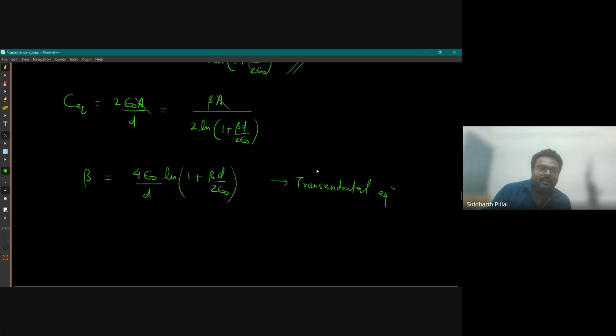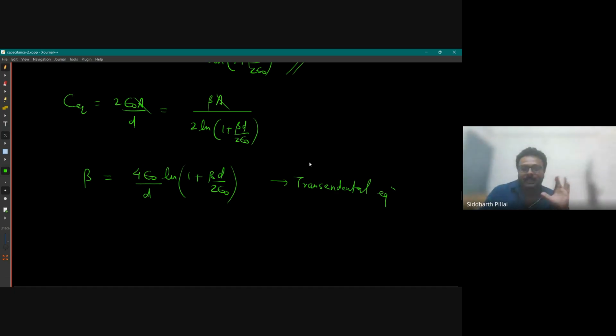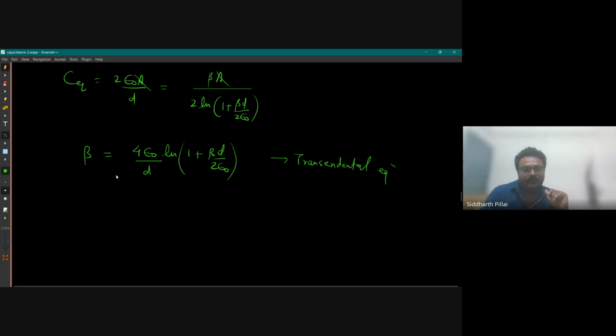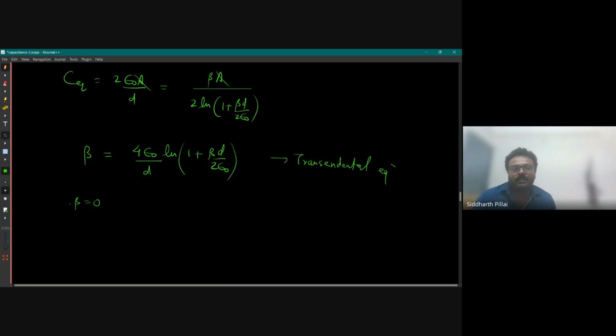Which means its analytical solution is very hard to get. One way to get it is numerically, just by graphing it. On the left side, you have y equals beta. On the right side, you have y equal to some constant times the logarithm of this function of beta. So you draw the two graphs and see where they intersect. One trivial solution is beta equals 0. Substitute beta equals 0: the left hand side is 0, and the right hand side becomes ln 1, which is 0.